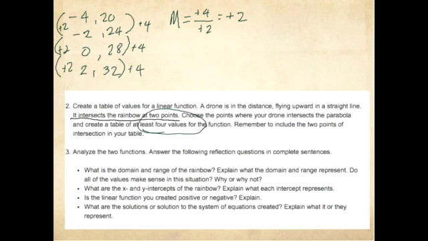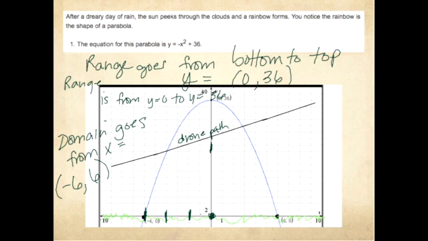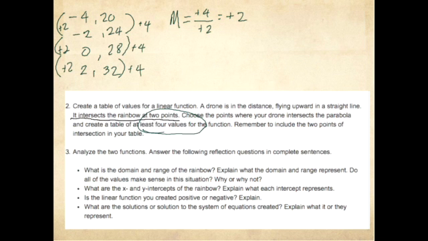That's totally fine. All right, so what is the domain and the range? Explain what the domain and range represent. We just did. You said, well, if you go to the left of the -6, you've crashed. If you go to the right of 6, you've crashed. And then as far as the rainbow is concerned, if you go above 36, you're up looking at the sun, because the highest that the rainbow goes is 36.